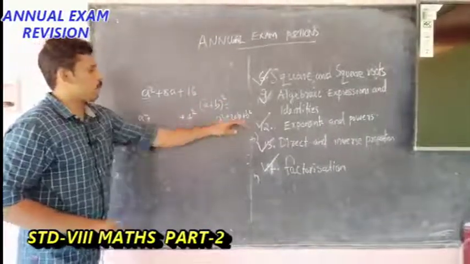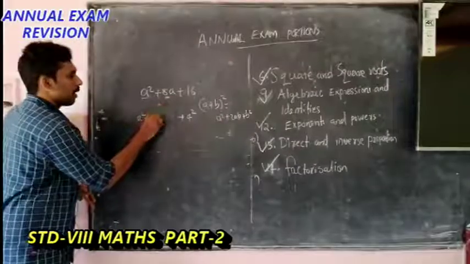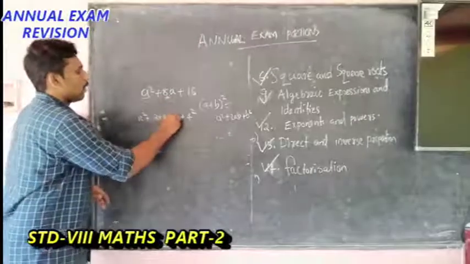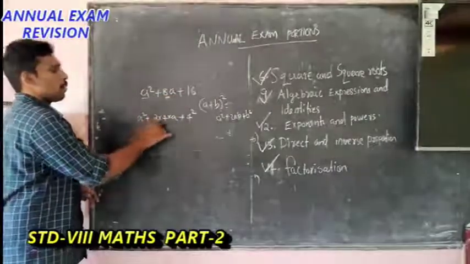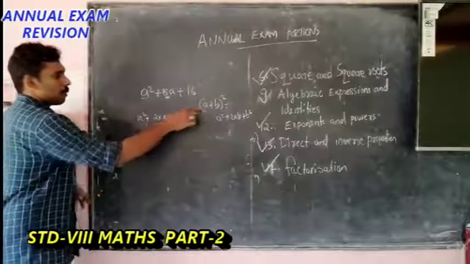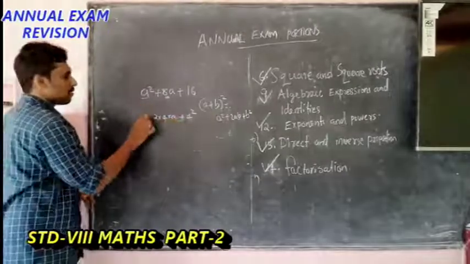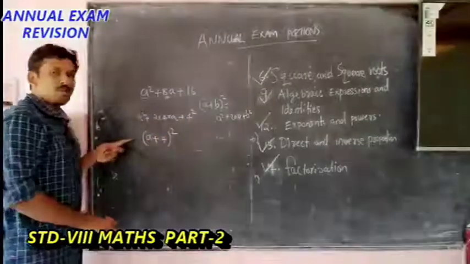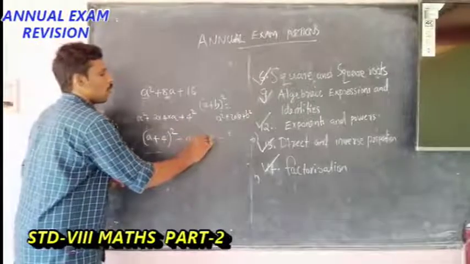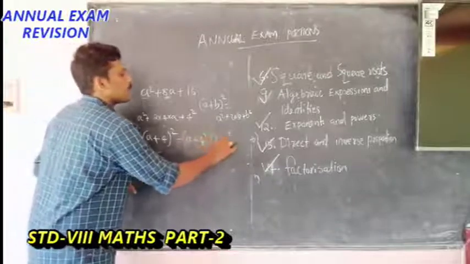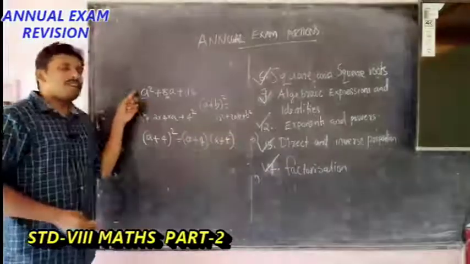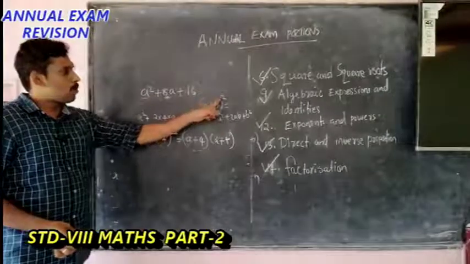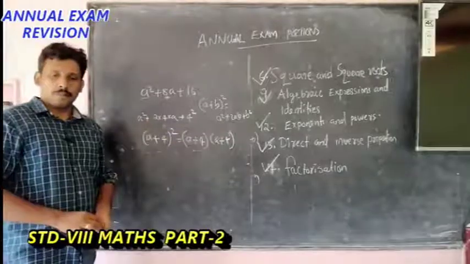So a square plus b square, and in the middle I can write 8 as 2 into 4 into a. So a square plus 2ab plus b square, that means a plus b whole square. Here a is a and b is 4, so a plus 4 whole square, which means a plus 4 into a plus 4. So we can factorize this algebraic expression using the identity a plus b whole square equals a square plus 2ab plus b square.